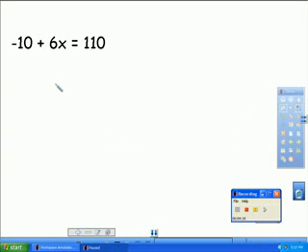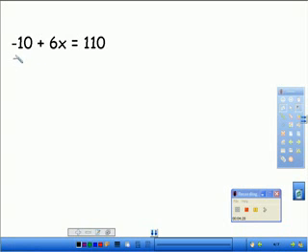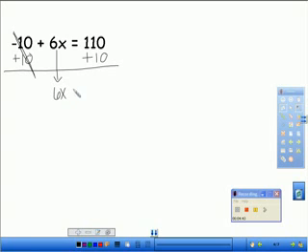Alright, here's the next problem. Negative 10 plus 6x equals 110. We have to get rid of the term first, and the term is negative 10, so I'm going to do the opposite. So the opposite is plus 10 on both sides. The negative 10 is eliminated on the left side. I'm left with 6x, so I'm going to bring it down, equals 110 plus 10 is 120.